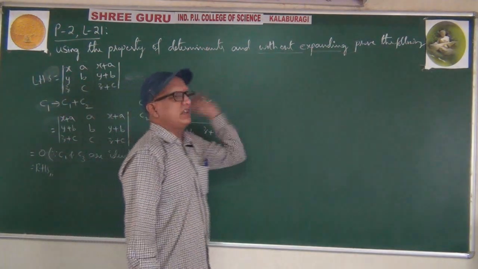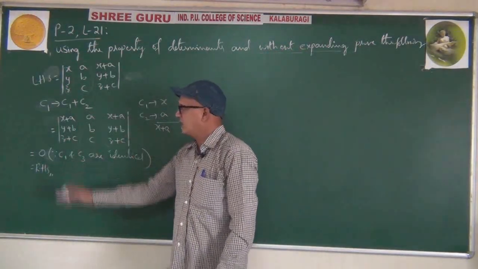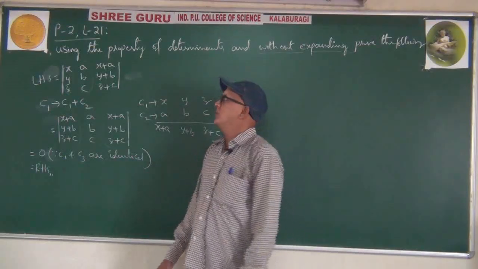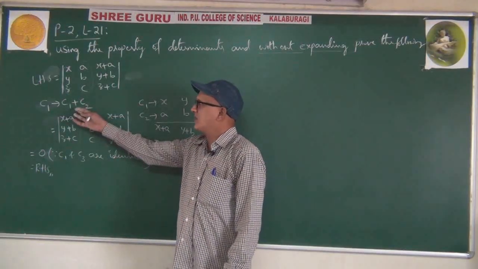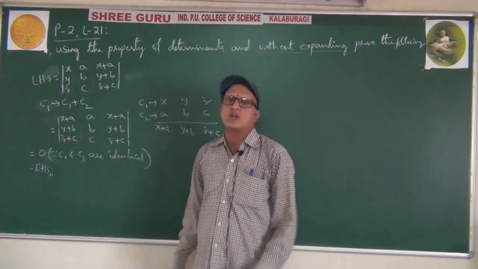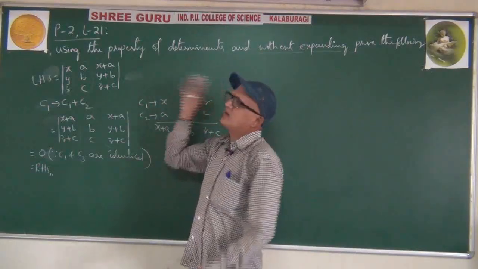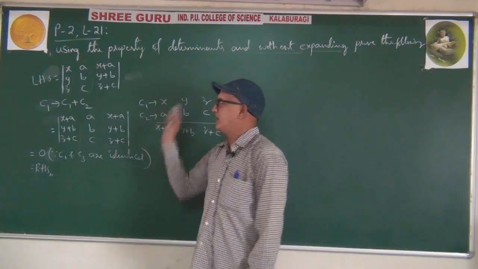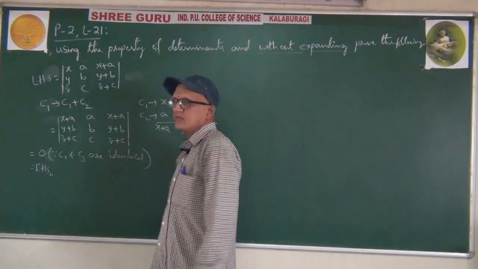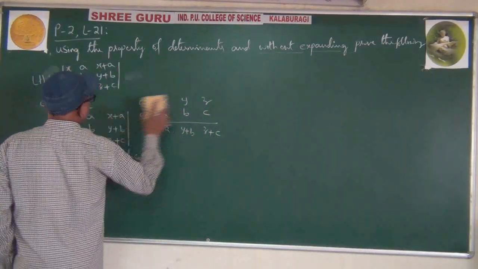Did we expand the determinant? No. Without expansion, we got the answer. We did not expand the determinant. Using the properties, we used one property. Like this, we have to solve a few questions. In the remaining questions, we have to use the property and we have to expand. But here they mention specially without expansion. Without expansion, you have to solve. Okay? Now let us see the second sub question.